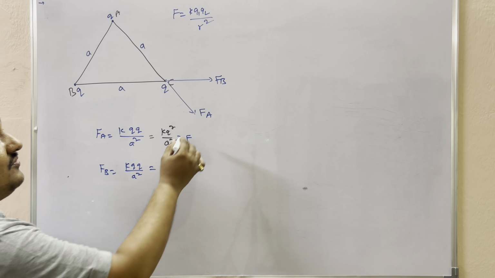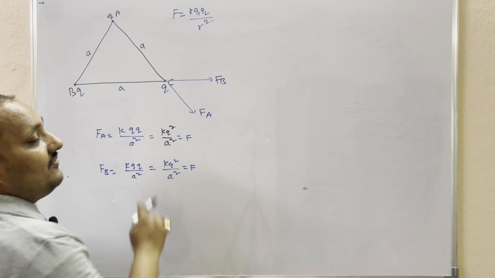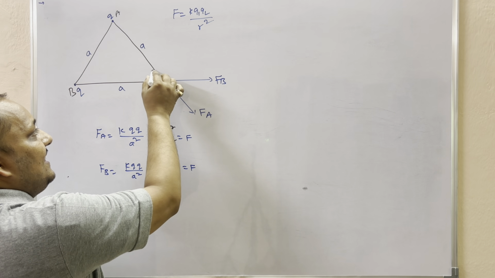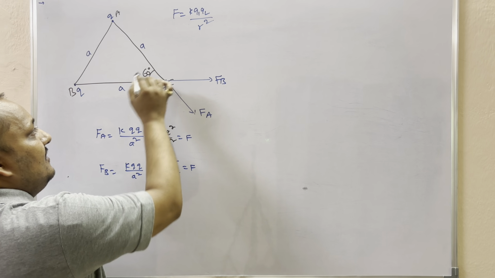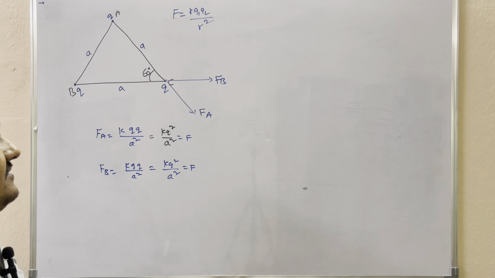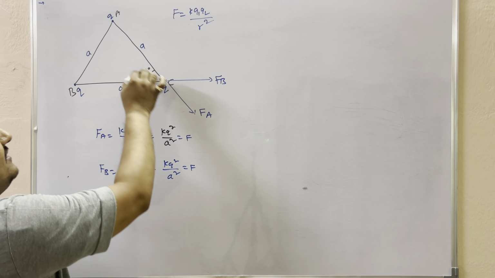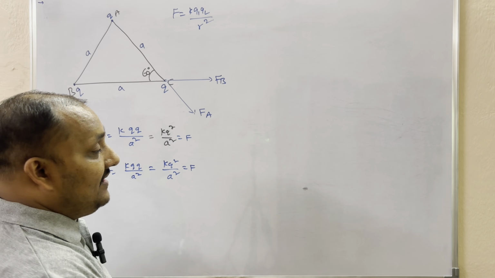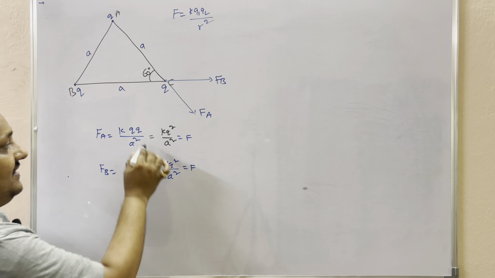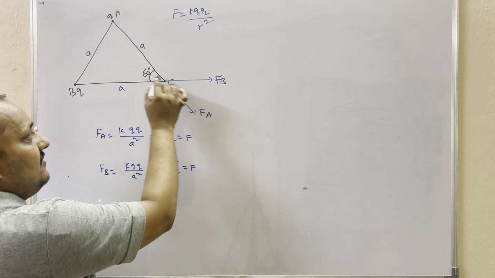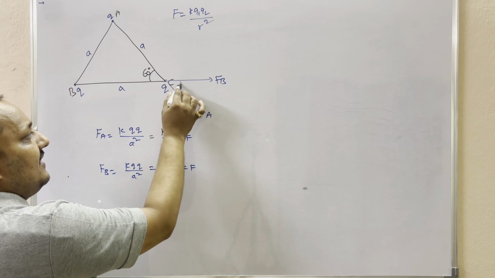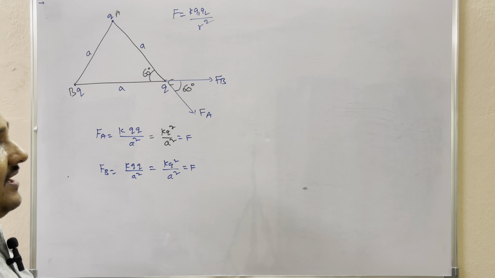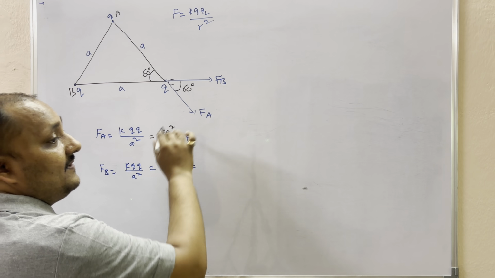Now we have two forces, and we have to find the resultant force. What is the angle between these two? For an equilateral triangle, all three angles are the same, 60 degrees. The 60 degrees comes from mathematics. This is not physics. Physics is only this formula. Corresponding opposite angles are the same, so this is 60 degrees.